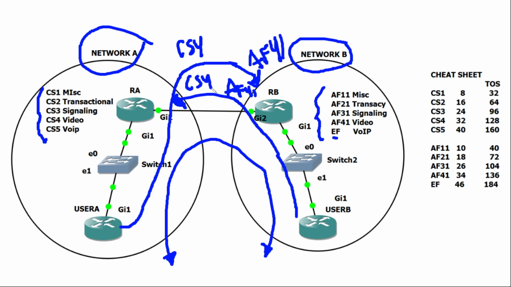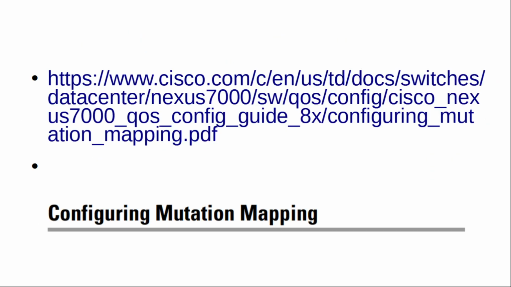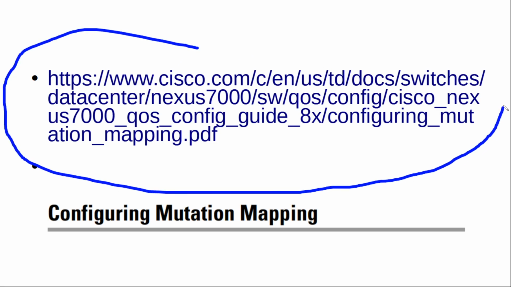So we will need a way to mark between CS1 and AF11, between CS2 and AF21, between CS3 and AF31, between CS4 and AF41, and between CS5 and EF. So we will need mutation, and in order to use mutation, we need something that is known as table maps. If you want to know more about table maps and mutation, you can always see the official Cisco documentation. I'm going to include this link in the description.